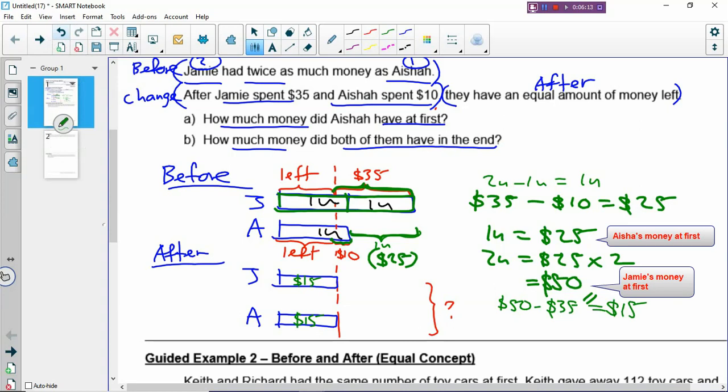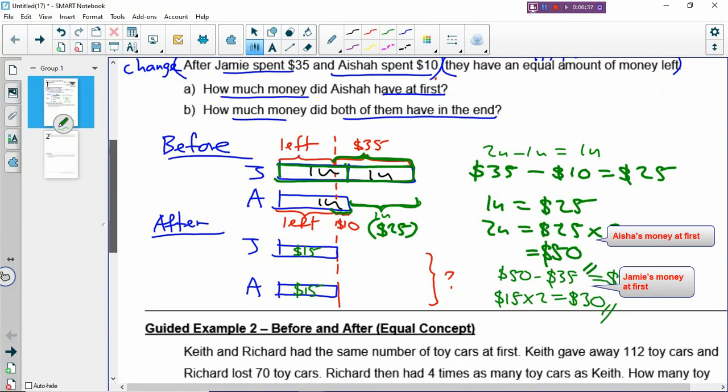So what do you see? So now you can find how much both of them have in the end, which is $15 times 2, right? $15 times 2, and both of them have $30 in the end. So that's how you draw the before and after model. Okay, yeah. So it looks a bit maybe hard to draw at first, but when you keep drawing, it becomes better and better, easier to draw. Okay, let's look at another example.